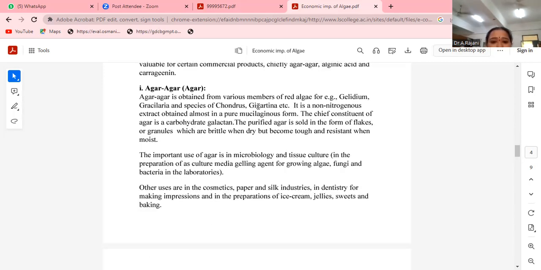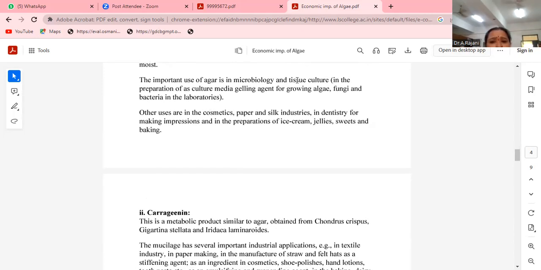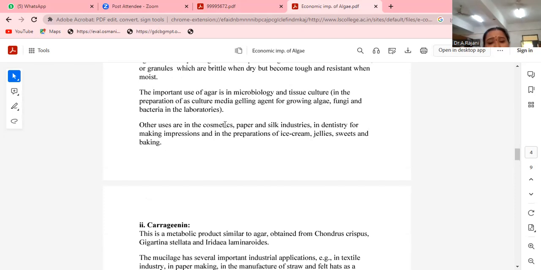Agar-agar is produced from Gelidium, Gracilaria, and Gigartina. These three are examples for agar-agar production. Very important in microbiological tissue culture in the lab, culture media for fungi and bacteria in laboratories also utilize agar. Another very important use is in the paper industry, silk industry, preparation of ice creams, jelly, sweets, and baking. These are the uses of agar-agar. And carrageenan.